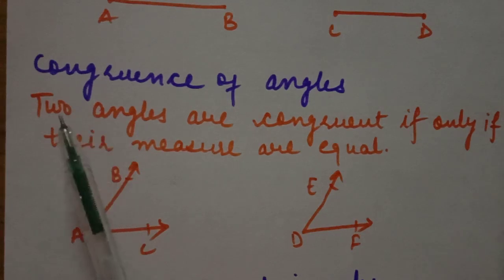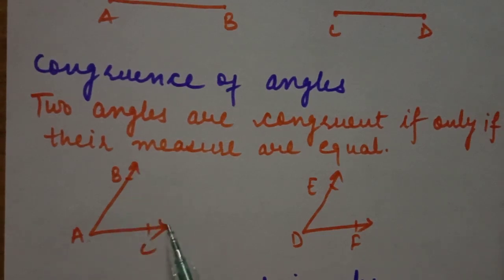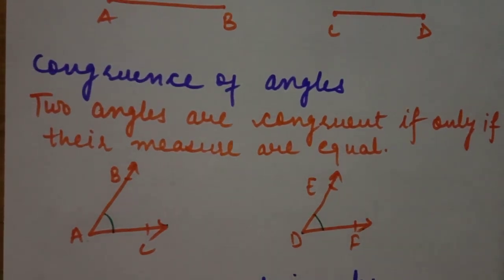Congruency of angles. Two angles are congruent if and only if their measurements are equal. We have one angle BAC and another one EDF. If the measurement of angle A and the measurement of angle D are equal to each other, then definitely they are congruent to each other. We call it congruency of angles. So now students, we know what is congruency of line segments and congruency of angles. Now we will switch to the congruency of triangles.